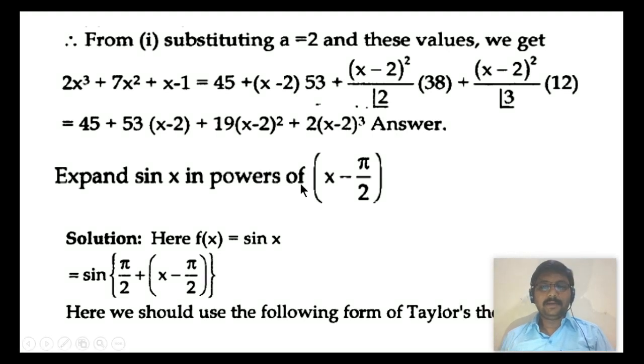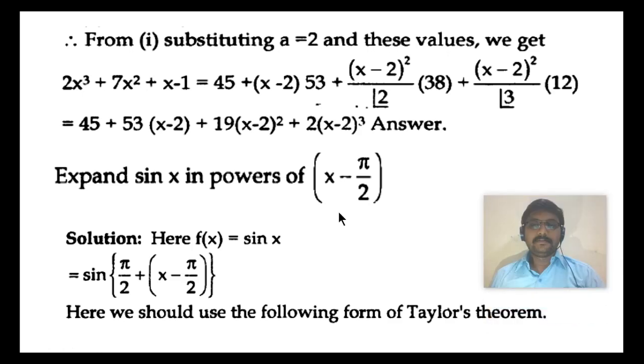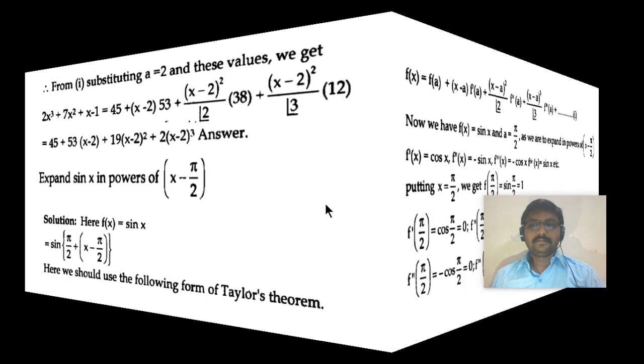Expand sin x in powers of x minus pi by 2. Given function, let it be f of x. Sin x can be written as sin of pi by 2 plus x minus pi by 2, which is sin x. Now we have to expand sin x in powers of x minus pi by 2. Here we should use the following form of Taylor's theorem.